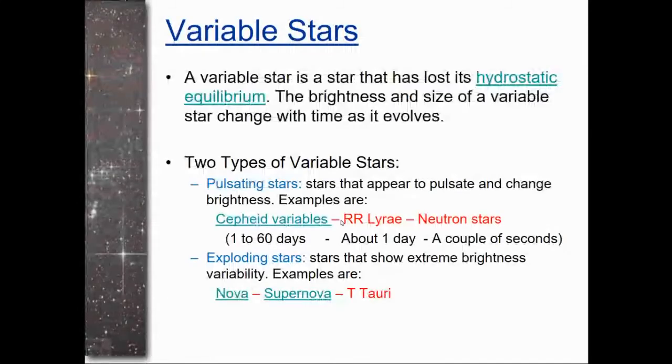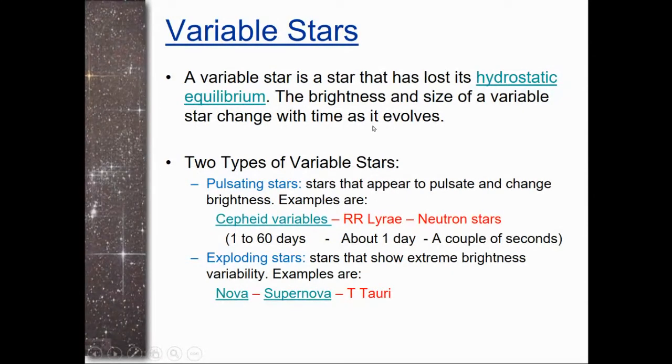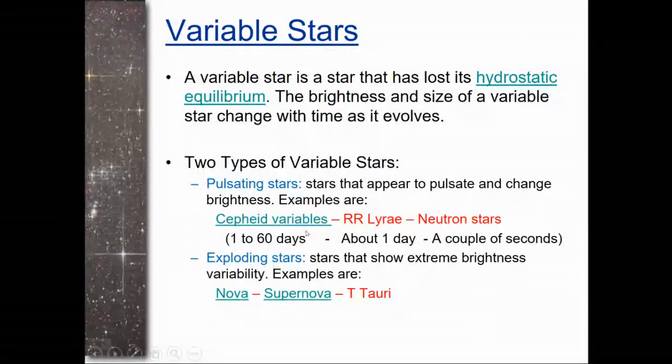But what happens if the star loses this hydrostatic equilibrium? Then in that case, it's going to vary over time. And that's when we talk about variable stars. Now, we have two types of variable stars. We have pulsating stars, and we have exploding stars.